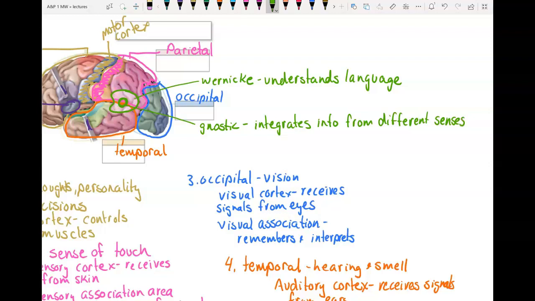Okay, so Gnostic means to know. So this lets you know about your environment. It gives you a big picture, comprehensive sense of your environment.